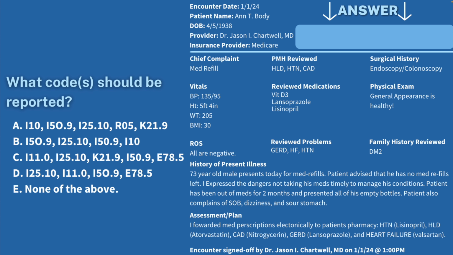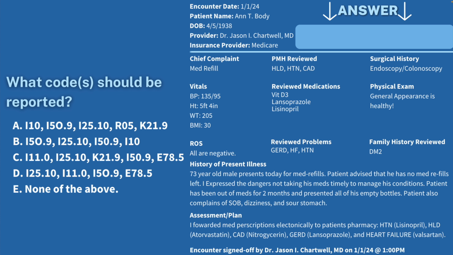So the assessment and plan states that the provider stated, I forwarded med prescriptions electronically to patient's pharmacy. HTN is being treated with lisinopril. HLD is being treated with a statin. The CAD is being treated with nitroglycerin. And the GERD is being treated with a GERD med. And the heart failure is being treated with valsartan.